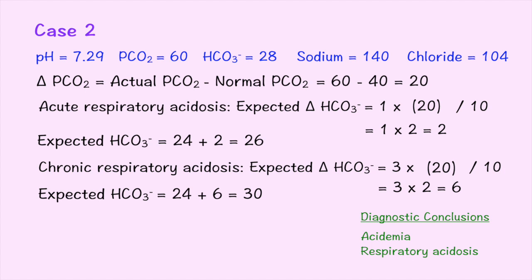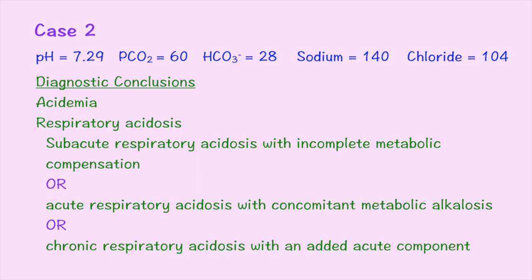How should we best explain this unexpected situation? There may not have been time to finish all the compensation. Metabolic alkalosis may have altered the decor, which would mean the baseline bicarb had been more than 24. Or perhaps the baseline CO2 was high, but not a lot. That rise had compensation, but the recent climb does not. Answers: subacute respiratory acidosis with incomplete metabolic compensation, or acute respiratory acidosis with concomitant metabolic alkalosis, or chronic respiratory acidosis with an added acute component.